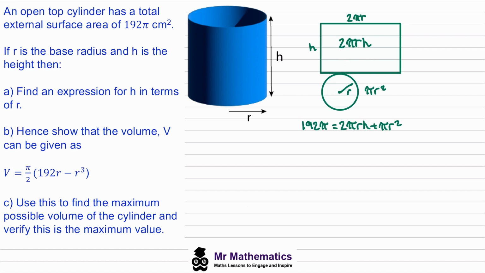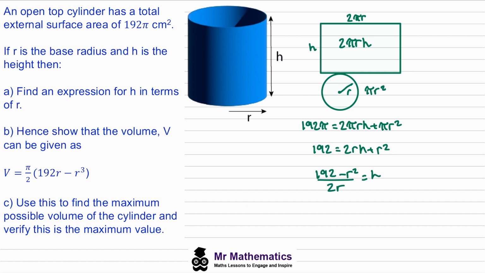And to find an expression for h in terms of r, we can divide through by pi, then move this r squared to the left-hand side, and divide both sides by 2r. So the height will be 192 minus r squared over 2r.